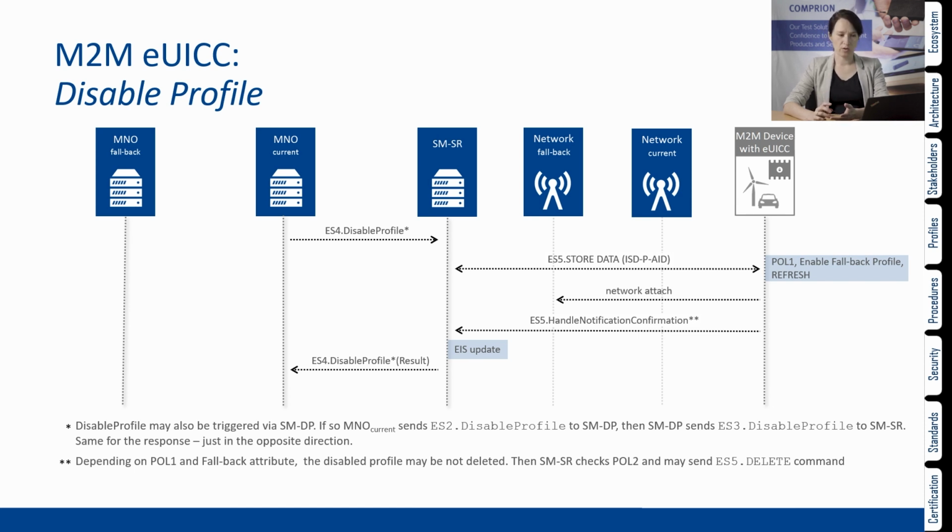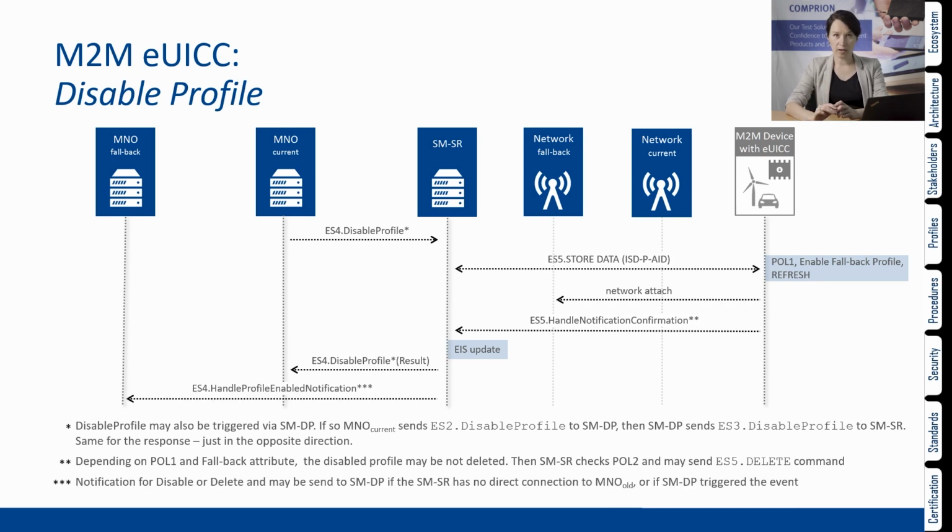to the current MNO and might go through the SMDP in the same way how it came to the SMSR, so in the same way it goes back. And then, to the MNO with the fallback attribute, or with the profile having this fallback attribute, the handle profile enable notification will be sent.